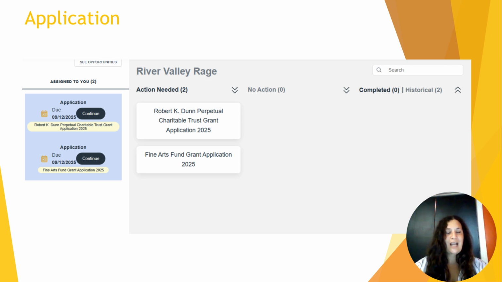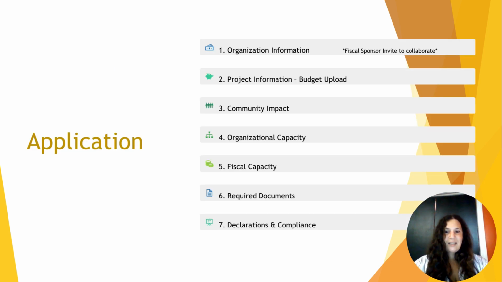But then also on this dashboard will show up if you have follow-up forms or evaluations, things like that, that need to be submitted or that have been assigned to you as well. Next, we're going to dive into the application. So we're going to talk about each part of the application a bit. The system does use conditional logic, so questions will appear or disappear based on how you answer them. There are required questions that are marked with an asterisk and must be completed in order for the application to be submitted.